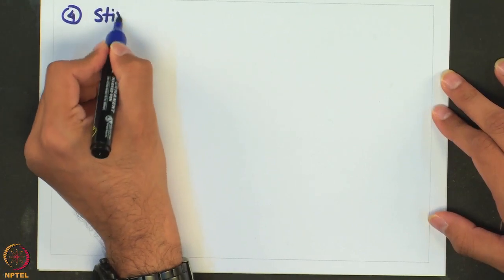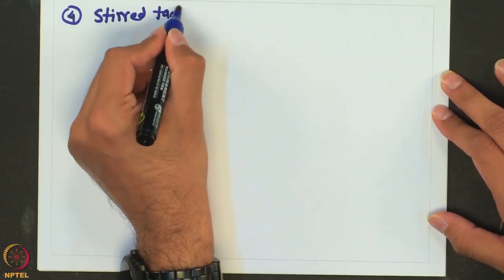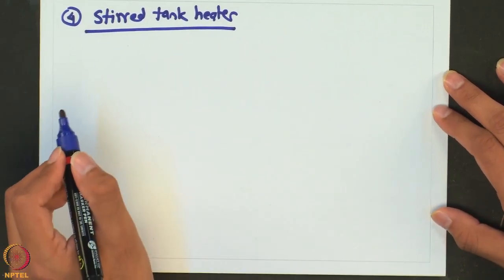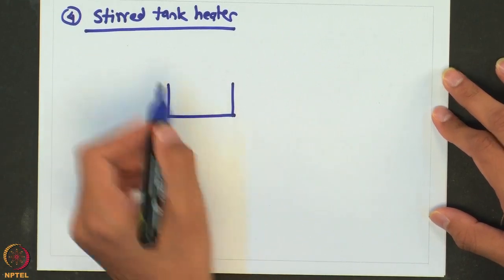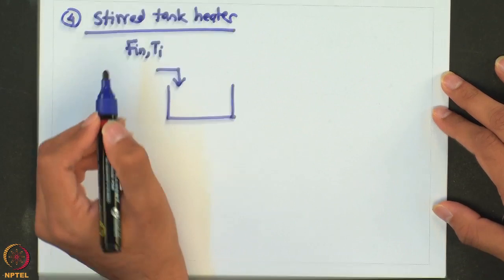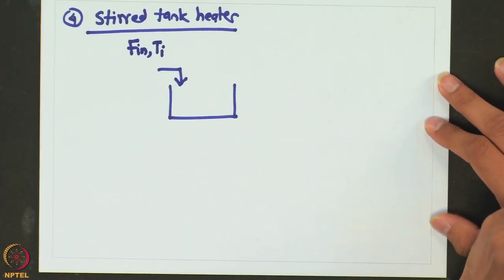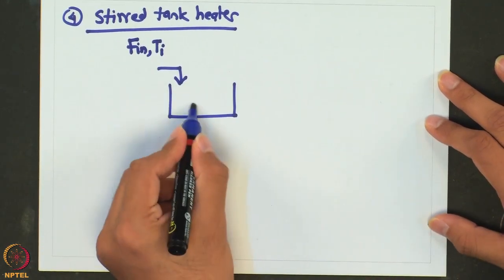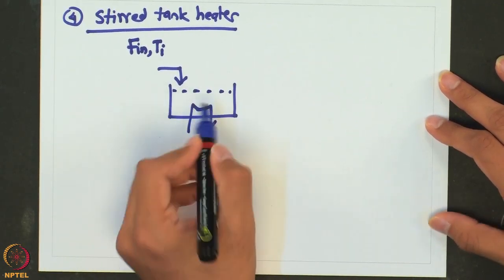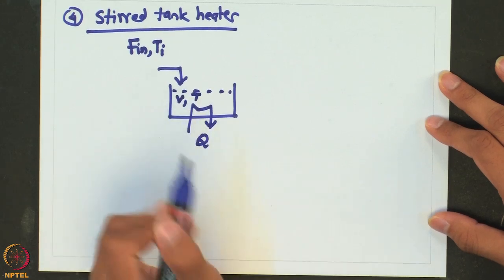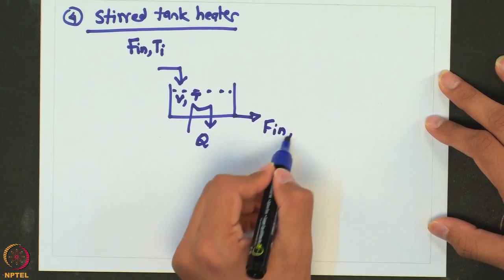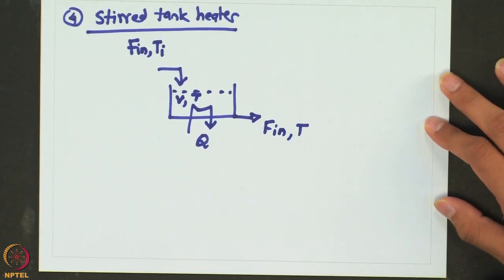of a stirred tank heater. Where fluid comes in at flow rate F in and the inlet temperature of Ti, it gets heated by some source, the amount inside the tank is V, temperature inside the tank is T, and the outlet what we get is the same flow rate but the updated temperature of T.